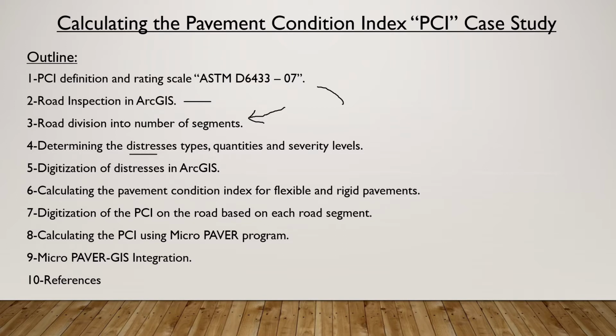We will determine the distress types, their quantities and severity levels. Then we will digitize these distresses in ArcGIS. We will calculate the PCI depending on the available distresses types, quantities and severity levels for flexible and rigid pavements. Then we will talk about the digitization of the PCI on the road based on each road segment. Finally, we will introduce the calculation of PCI using Micro PAVER program. Then we will talk about Micro PAVER and GIS integration.